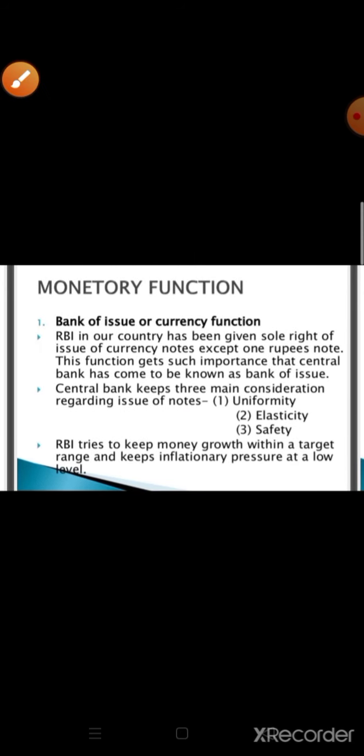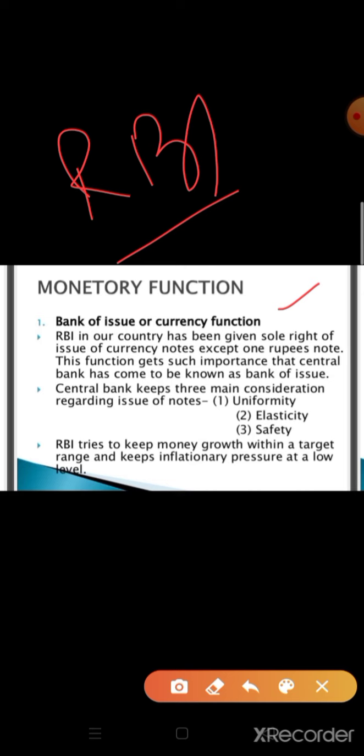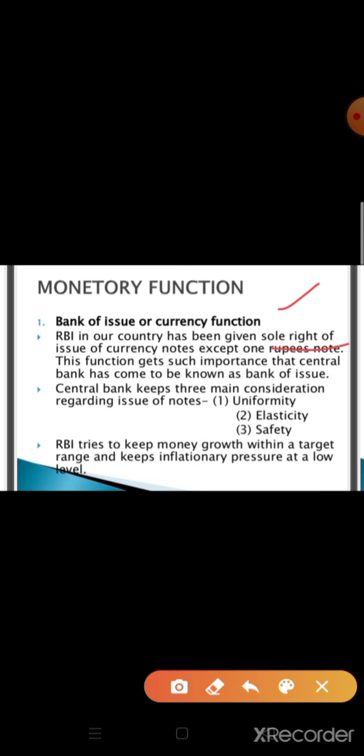Basically, there are two types of functions of the central bank. First in the monetary form and second one is non-monetary form. In monetary form, there are bank of issue or currency function. Basically, RBI issues notes and coins. RBI in our country has been given the sole right of issue of currency notes except the 1 rupee note. This function has such importance that the central bank has come to be known as the bank of issue. We can also call RBI the bank of issue.